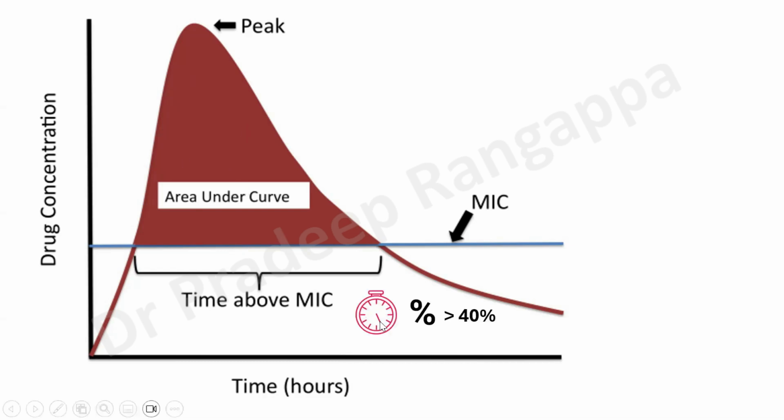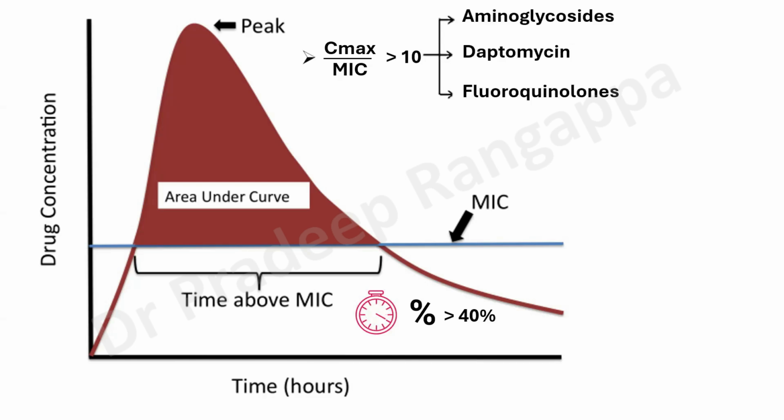The time above MIC is represented as a percentage, and it is desirable that it should be more than 40%. And the maximum concentration divided by minimum inhibitory concentration should be more than 10. There are certain antibiotics which are dependent on maximum concentration divided by MIC, and these are aminoglycosides, daptomycin, and fluoroquinolones. So they are dependent on concentration divided by MIC.